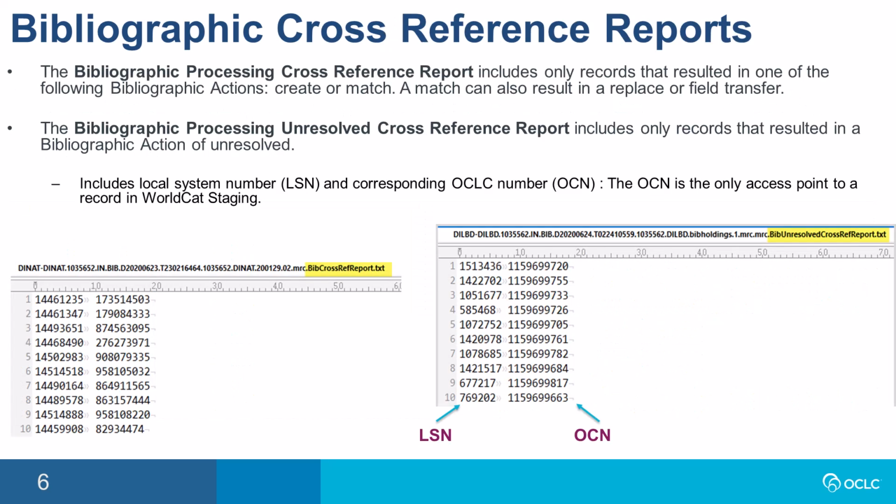Records appear here if you have chosen to not have new records added to WorldCat. The Bibliographic Processing Cross-Reference Report includes only records that resulted in one of the following bibliographic actions: create or match. A match can also result in a replace or field transfer. The Bibliographic Processing Unresolved Cross-Reference Report includes only records that resulted in a bibliographic action of unresolved. Cross-reference reports will include the local system number or LSN and corresponding OCLC number or OCN. Keep in mind that the OCN is the only access point to a record in WorldCat staging.